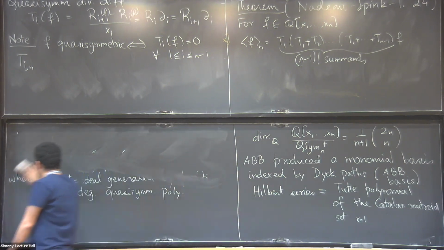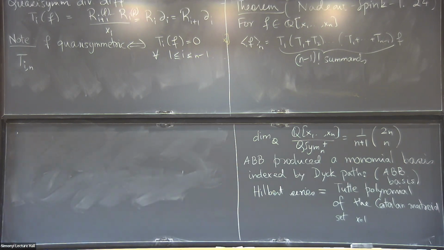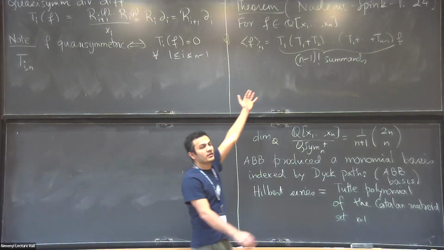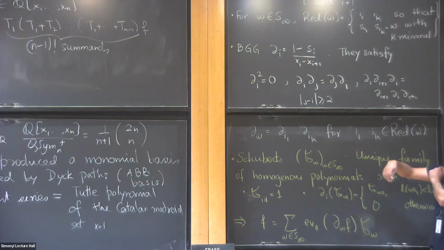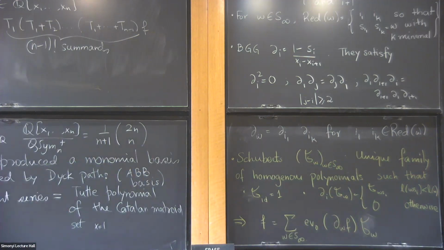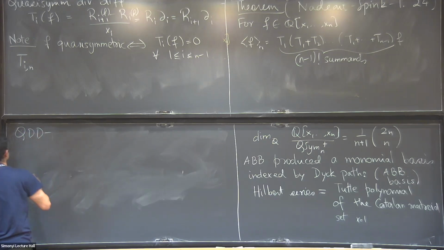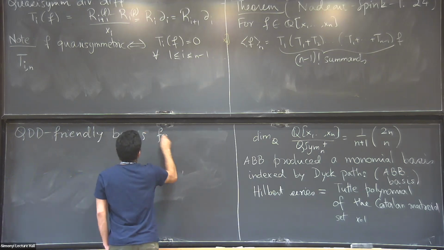Okay, so if you're staring at these two statements, you probably have to wonder, well, what does this reduction modulo QSym know about, or how does it interact with, how does it play with these quasisymmetric divided differences? So statements of different flavors, and you could ask, well, is there a basis of the polynomial ring that plays the role that Schubert polynomials play in the classical story? Okay, so let me change. So this question, is there a quasisymmetric divided difference friendly basis for the polynomial ring?